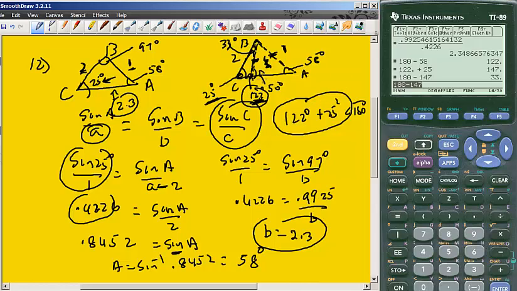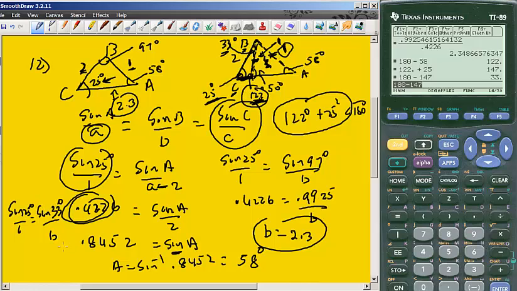So we have a smaller triangle that I have to find. I already know angle C, I know angle B, and I know angle A, 122 degrees. I also know side C, and that's 1, the same side as right there. So the only thing left to find is that little side called side B. Again, we can use the same thing we used before. So sine of 25 degrees over 1 is equal to sine of now 33 degrees over side B.